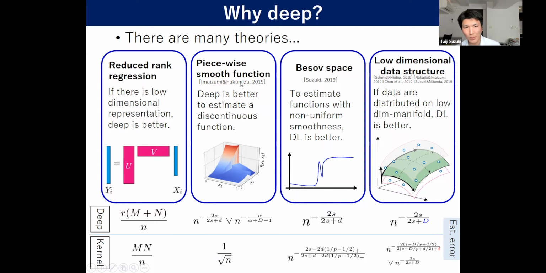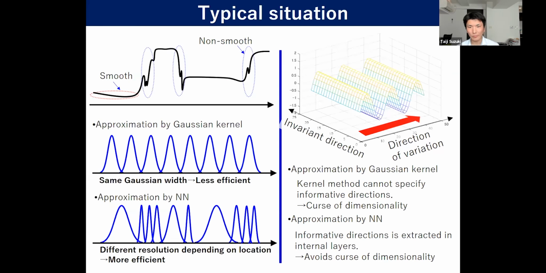And if the true function is included in the so-called piecewise smooth function class, then deep learning can be better than the kernel method. Another example is that if the true function is in a Besov space, then deep learning can be better than the kernel method. And if data has some low dimensional structure, then deep learning can be better than the kernel method. I will explain these two situations because they are typical settings where deep learning can be better than the kernel method.